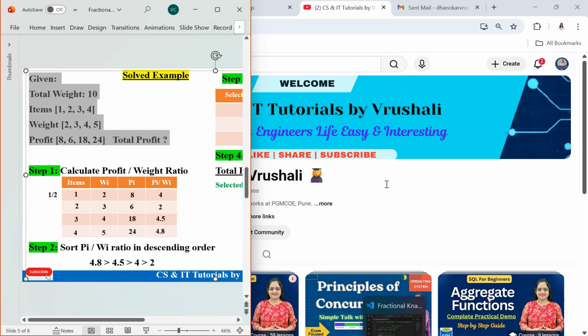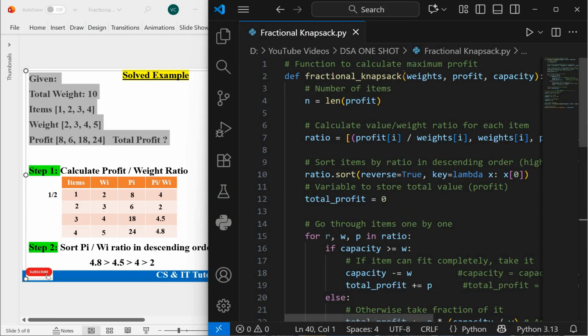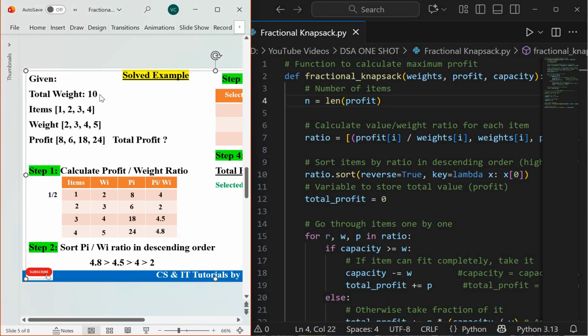Now, in today's session we will discuss a practical demonstration on the fractional knapsack problem. Previously we have discussed a stepwise solved example of fractional knapsack. See here, while solving the example, this is our given data. Total capacity of your bag is 10 kg. There are total 4 items. Weight of these items are given. Profit of the items are given. And you have to find out the total profit.